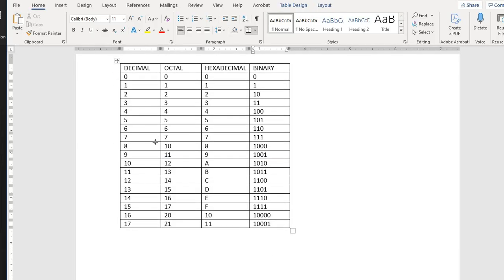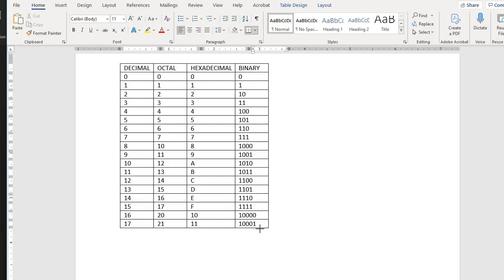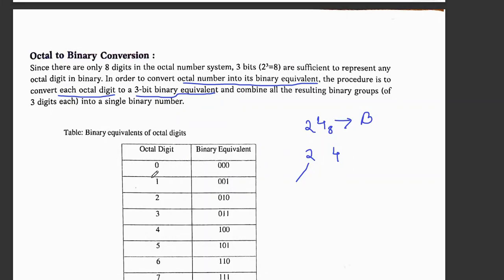Okay, the conversion table, and you need to learn how to create this table, how I am creating this table. You check the video again and again and try to make this table on your own. Okay, so next let's go back to the lesson or the chapter. So this, okay, octal number.